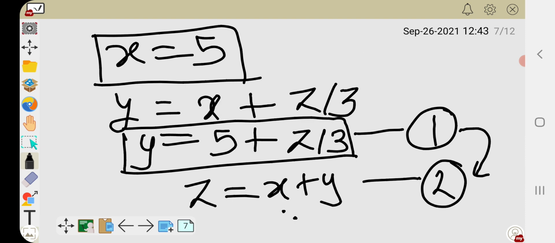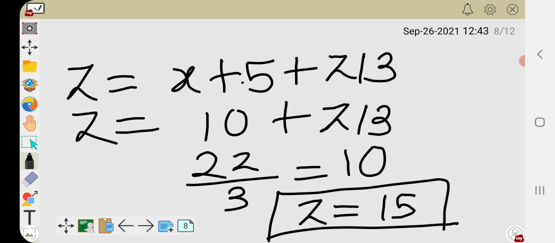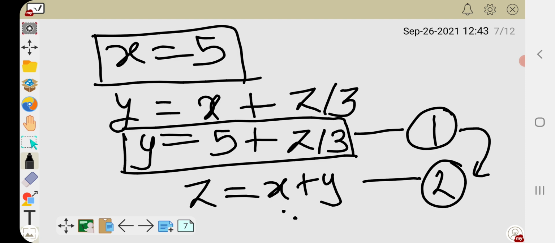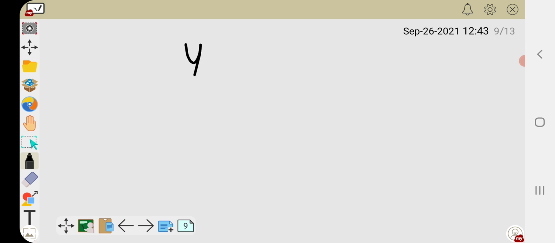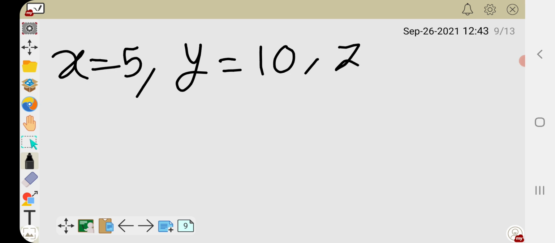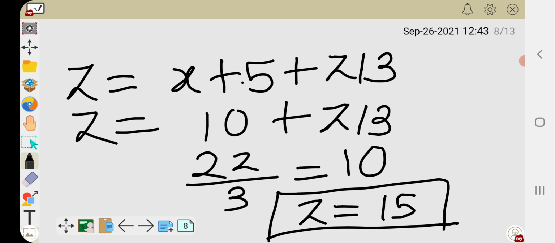And to find y, it is nothing but 5 plus z by 3. z is 15, 15 by 3 is 5. y is equal to 5 plus 5, so y is equal to 10. x is equal to 5, y is equal to 10, z is equal to 15.